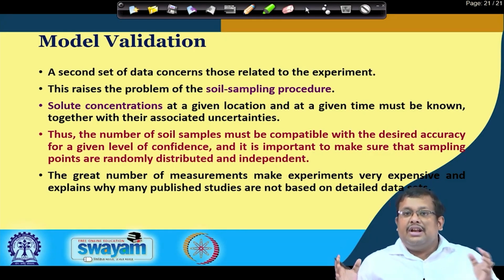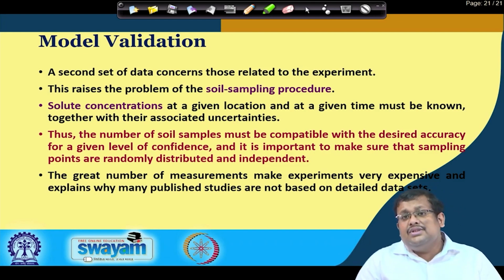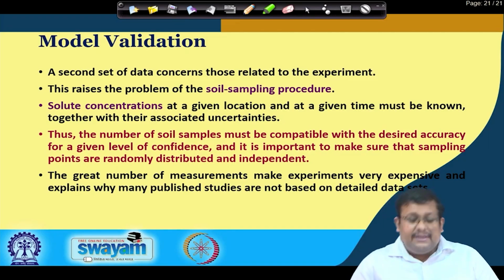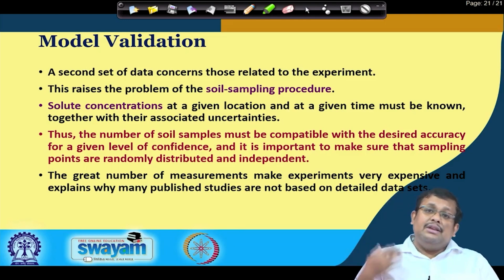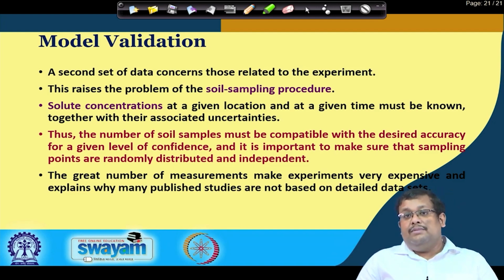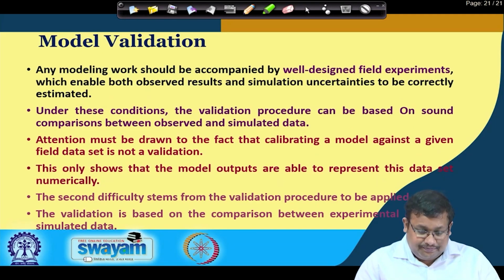You cannot apply your model to a new set of samples. So, the great number of measurements makes experiments very expensive. On the other hand, when you increase the number of samples, that also makes the experiment very expensive and explains why many published studies are not based on detailed data. So, these are some of the inherent problems for model validation.